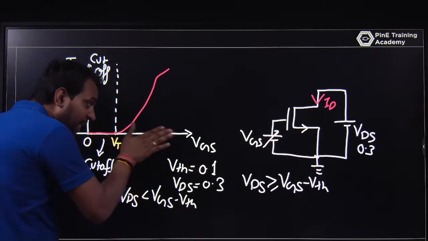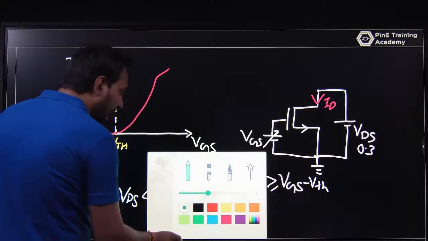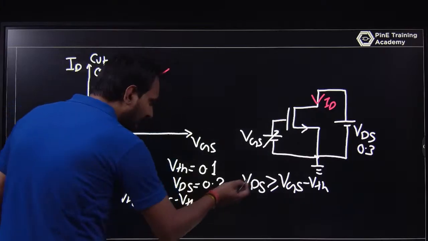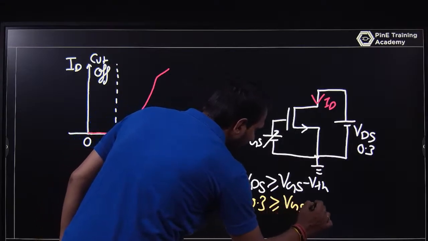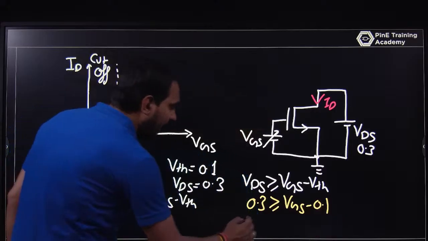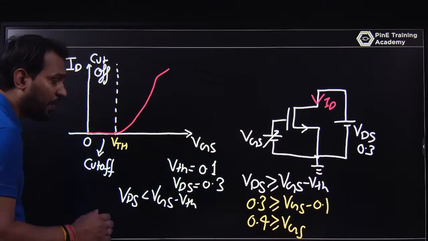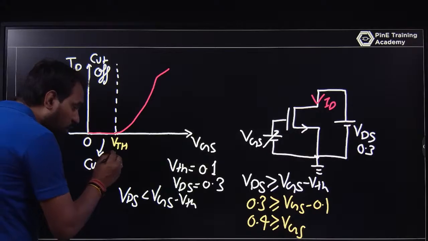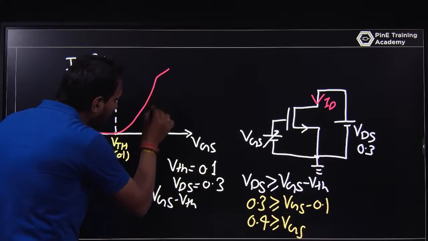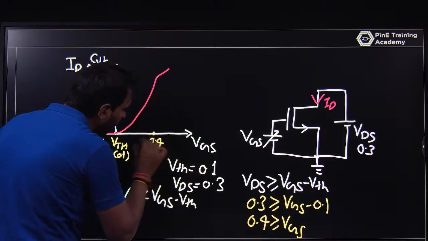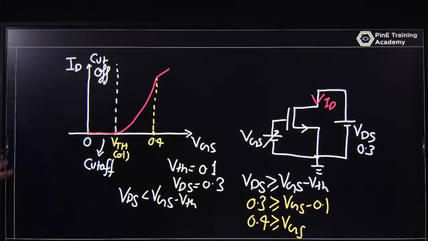As VGS is increasing, take 0.3 here, this is greater than or equal to VGS minus VTH, where VTH is 0.1, and I can say that VGS is less than or equal to 0.4. I am thinking that after that 0.1 volt, this is the point where it is 0.4 here. I am just assuming this.